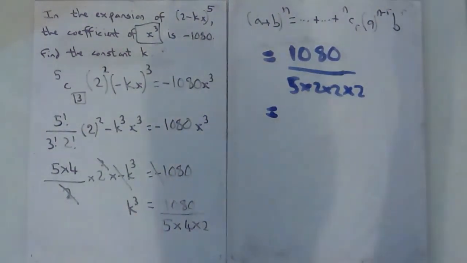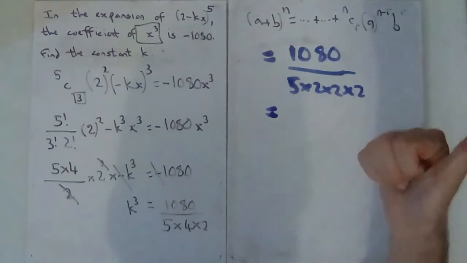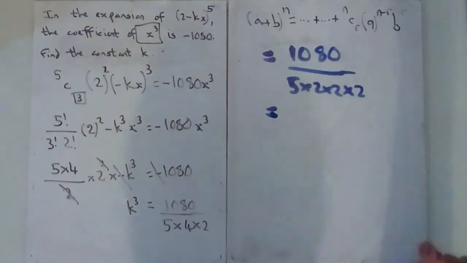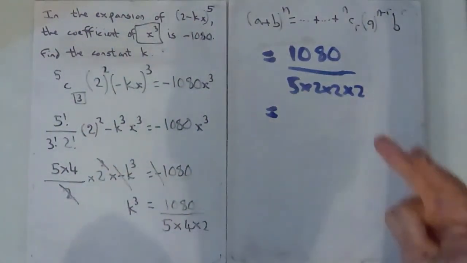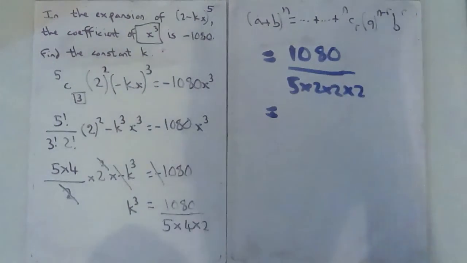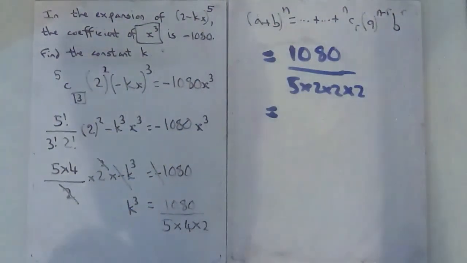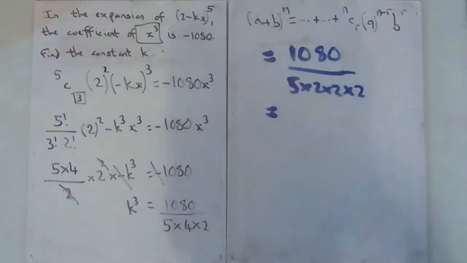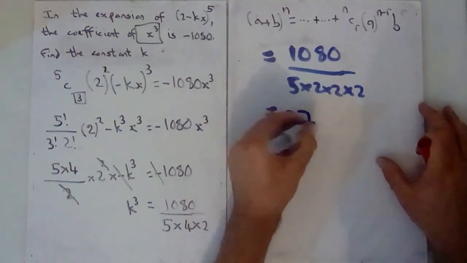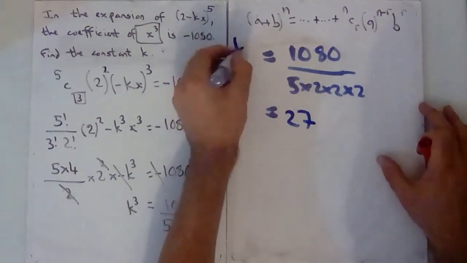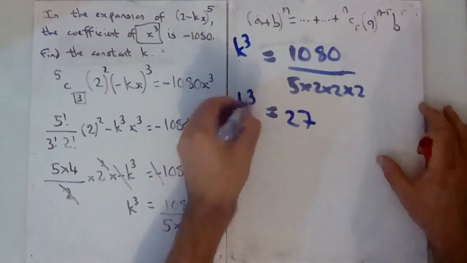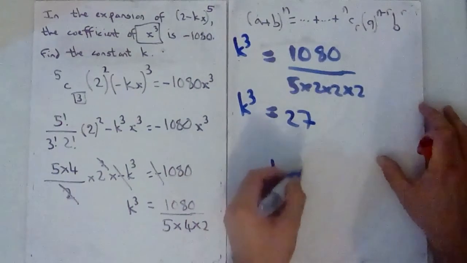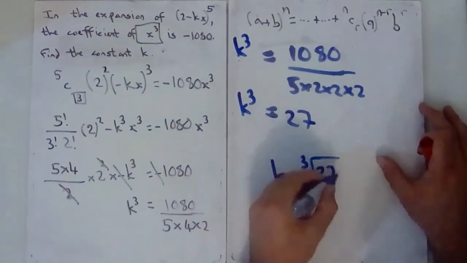So 1080 divided by 2, 540. 540 divided by 2 is 270. 270 divided by 2 is 135. So I need to do 135 divided by 5, so I can divide by 10 and double. So 135 divided by 10, 13.5, and double, which gives me 27. Remember, what actually is 27? Well, it's k cubed. So if k cubed equals 27, then k must equal the cube root of 27, which hopefully we know is 3.